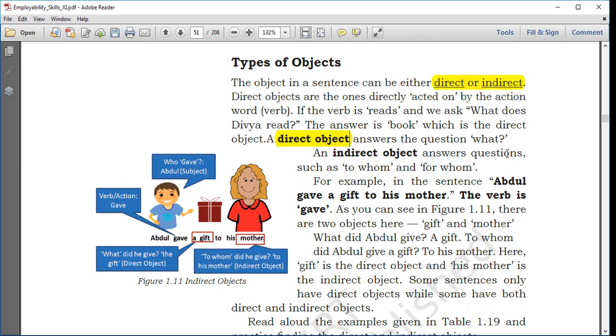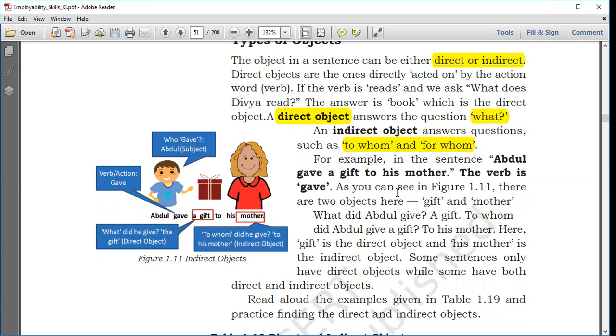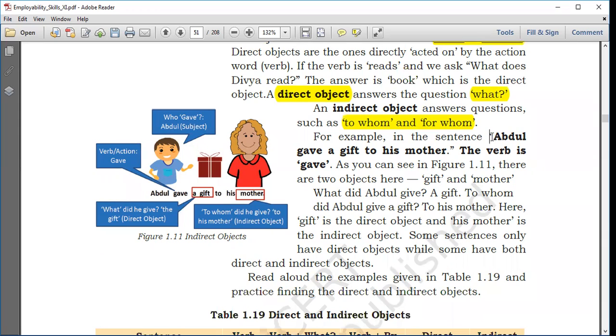An indirect object is when we put the question to whom or from whom, right? So when you ask to whom or from whom, then the object which comes there is called indirect. For example, Abdul gave a gift to his mother, right? So Abdul is the subject, gave is the verb, and gift is the object. Now gift is the direct object. If you ask, what did Abdul give? Abdul gave a gift, so gift is the direct object here. And if you ask to whom the gift was given, to his mother, so his mother is the indirect object here. So we have two objects here, a gift and his mother.